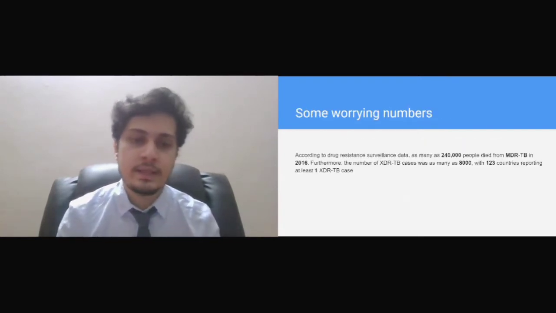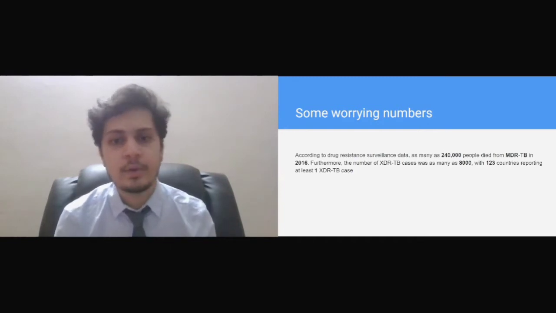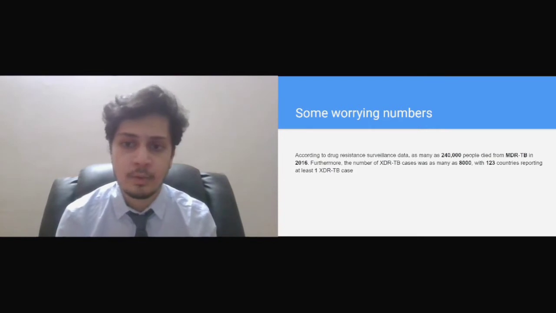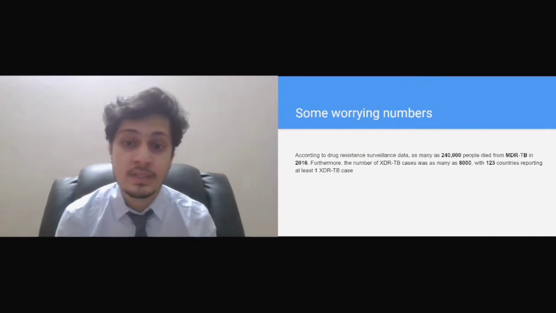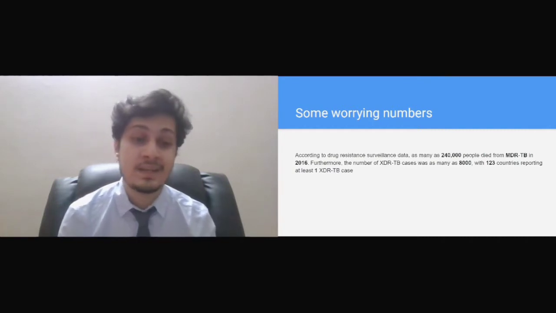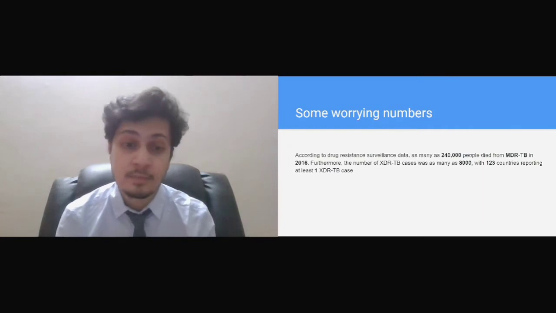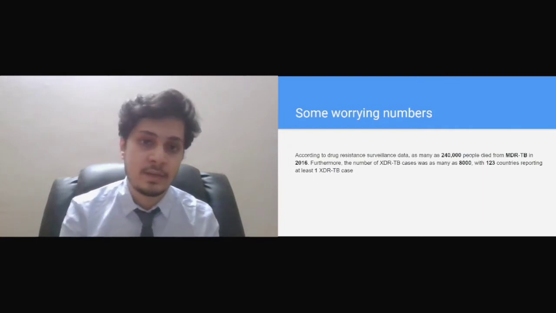Now, here is a slide that tells us why exactly we should be worried about this problem. According to drug surveillance data, which has been released by the WHO, in 2016, 240,000 people died from MDR-TB, and there were 8,000 cases of XDR-TB reported, with at least 123 countries reporting at least one case of XDR-TB.